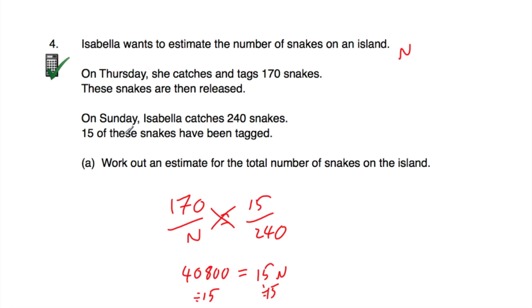So then whenever she went back, maybe out of these 240, they were mingling with the rest of the snakes, and only 15 of them managed to get close to be caught by Isabella. So that's another assumption. Or another simple one is, she's tagged 170 snakes, what if some of those tags have fallen off? That could be an assumption that we're making, that no tags fall off, and I'm actually going to use that assumption.